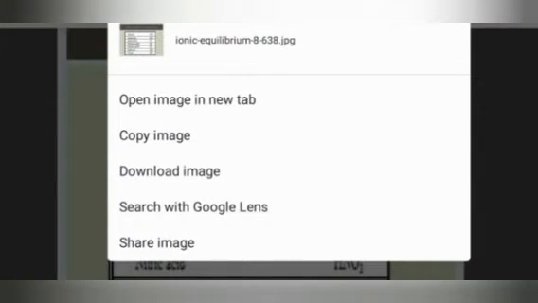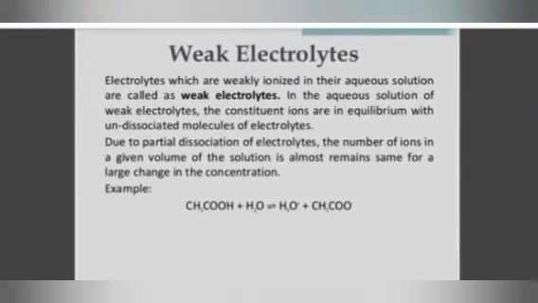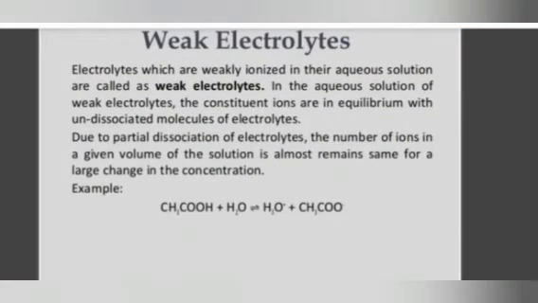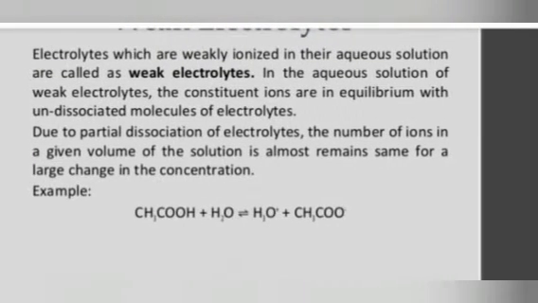These are some examples of strong electrolytes. Similarly, we have weak electrolytes. Weak electrolytes are those electrolytes which are weakly ionized, and the solutions are not dissociated completely. In the aqueous solution of a weak electrolyte, the constituent ions are in equilibrium with undissociated molecules of the electrolyte. Due to partial dissociation of electrolytes, the number of ions in the given volume of the solution is almost the same.